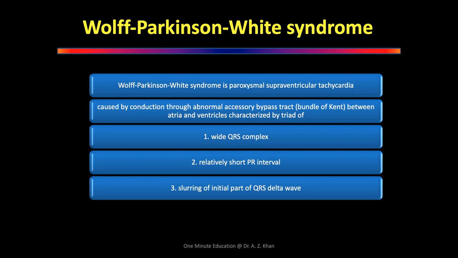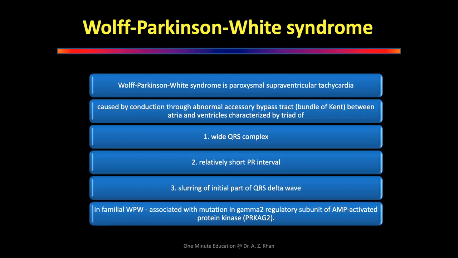Okay, this is 100% an MCQ question. It will come. Whatever exam you do, wherever there's a cardiac element to the exam, this is a favorite question of the examiners. So I'll show you this once again. It is seen in familial WPW associated with mutation in the gamma 2 regulatory subunit of AMP activated protein kinase. So it's called PRKAG2. So just vaguely remember PRKAG2, and that's associated with WPW.